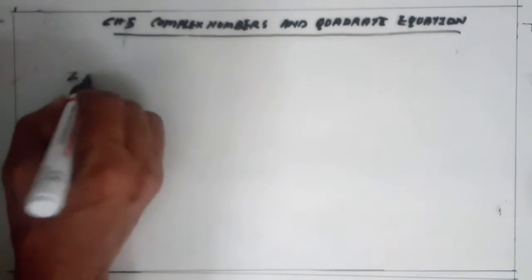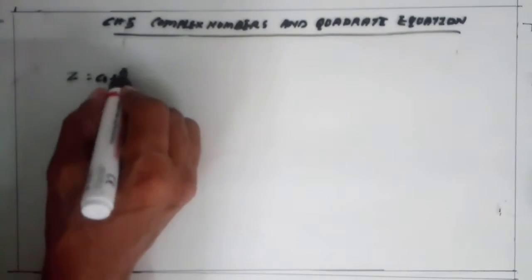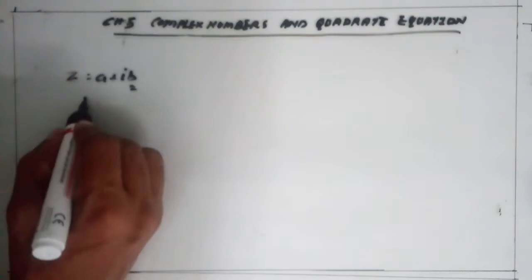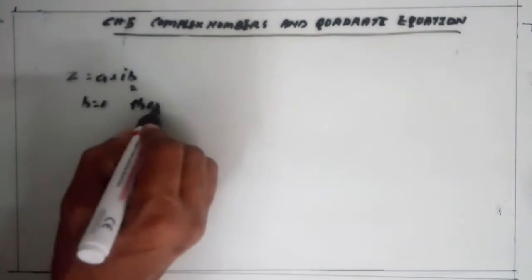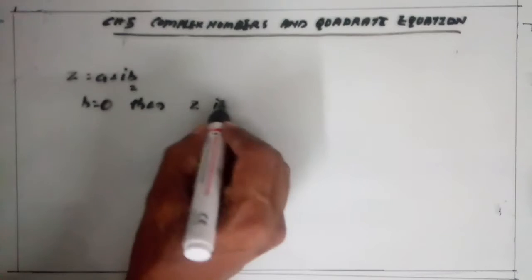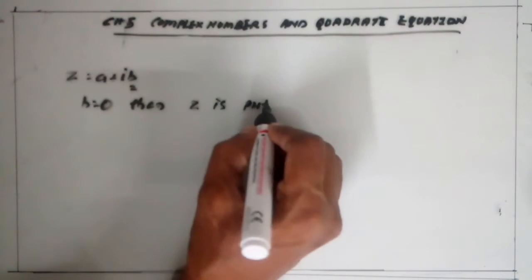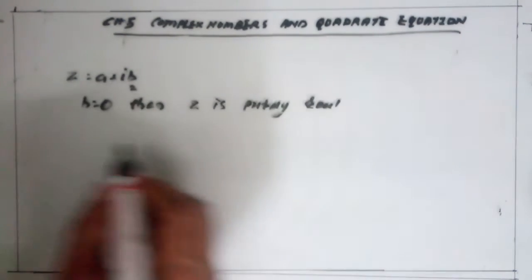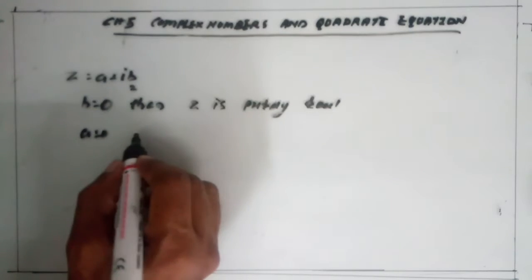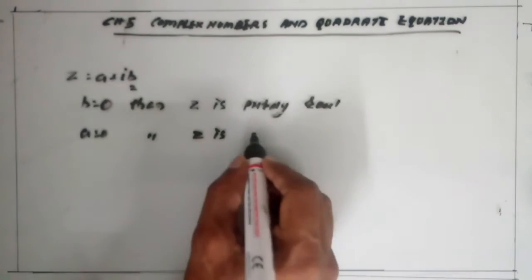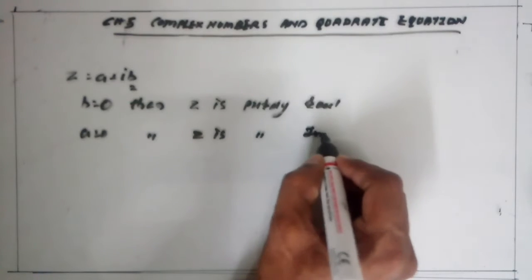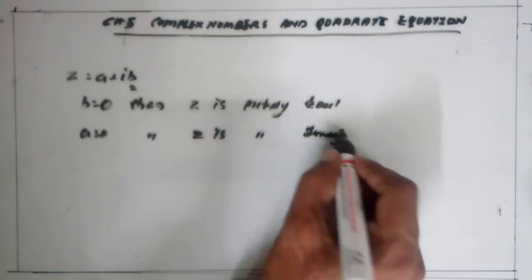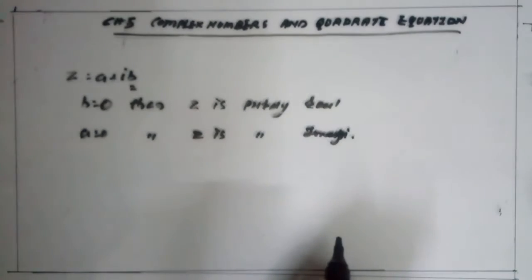Now purely real number. For a complex number z is equal to a plus ib, if b is equal to 0, then z is called purely real number, and if a equal to 0, then z is called purely imaginary. Clear?